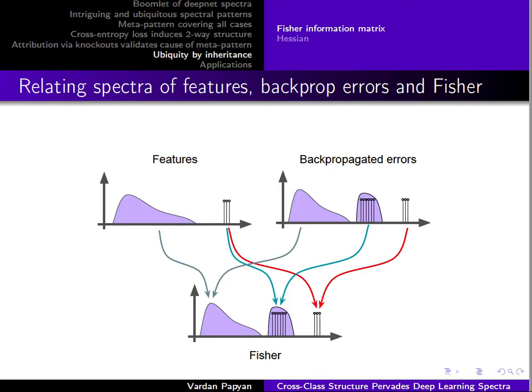And similarly, you could take the C outliers in the features, Kronecker them with the C-squared outliers in the backprop errors to create C-squared outliers in the Fisher information matrix.